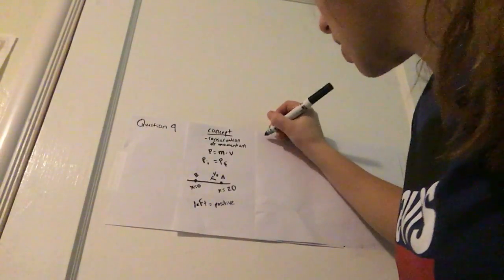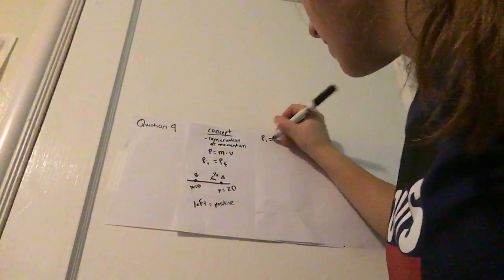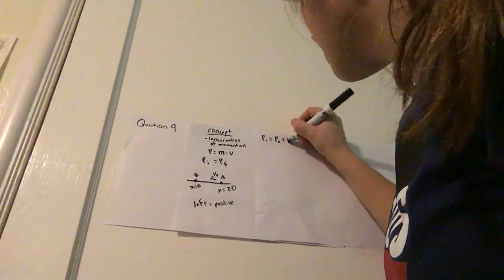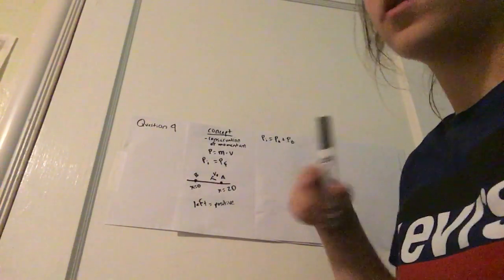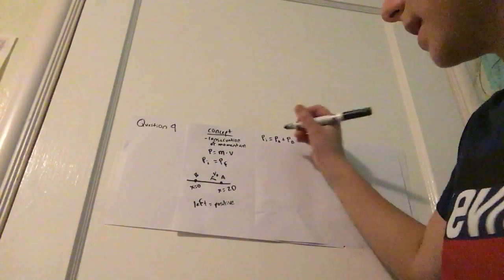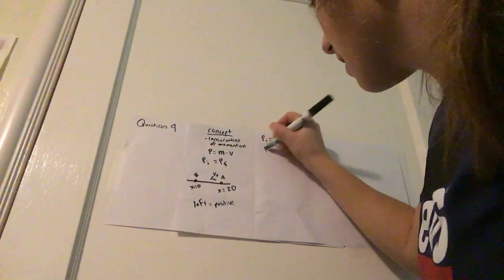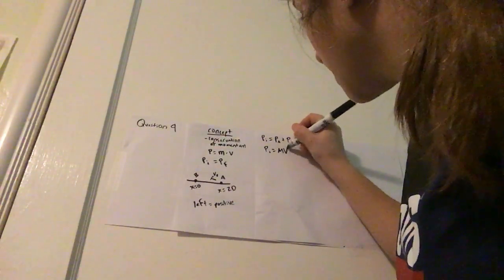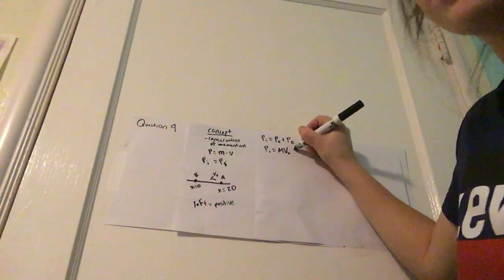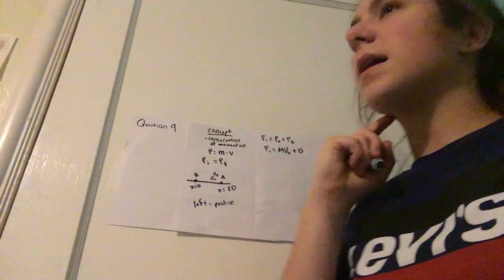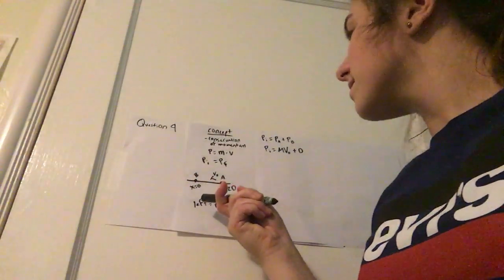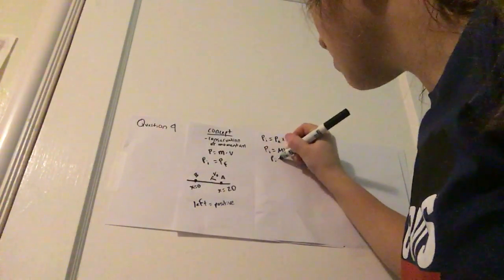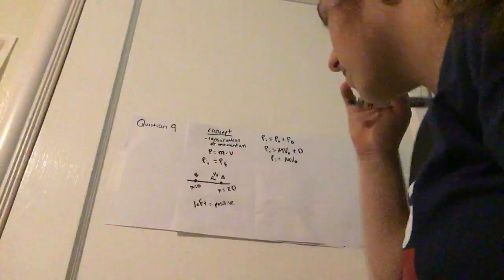Okay, so now I'm going to solve the problem using the principles of momentum. So first I'm going to show the initial momentum of the system, and the initial momentum is the momentum of particle A plus the initial momentum of particle B. So for particle A, the initial momentum is mv naught, and then for particle B, since it has no velocity because it's at rest, its initial momentum is going to be 0. So the initial momentum for the whole system is mv naught.